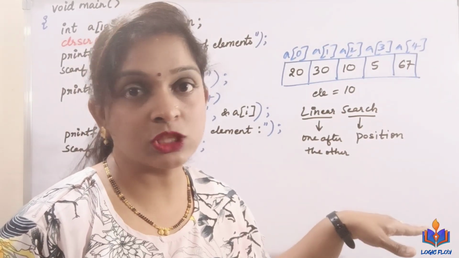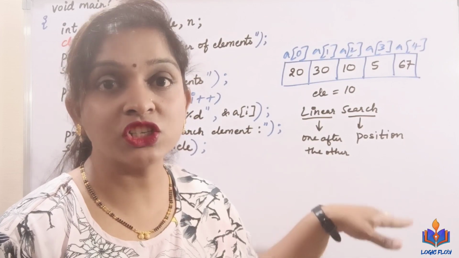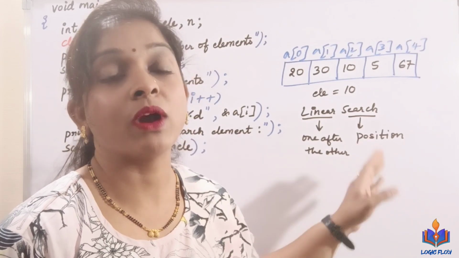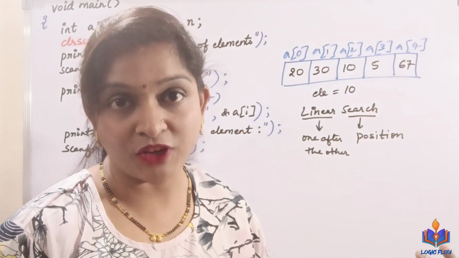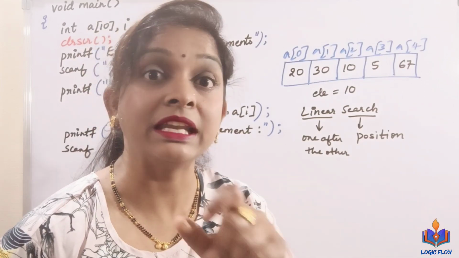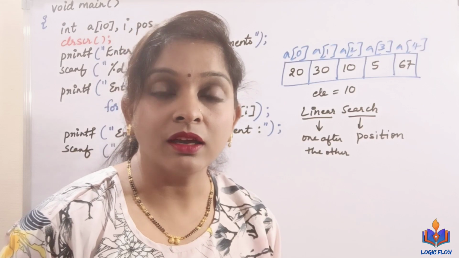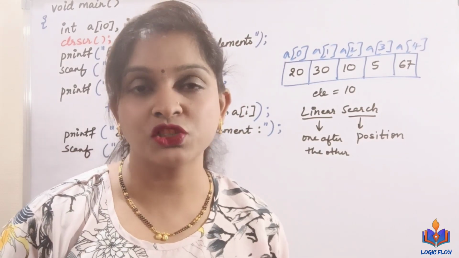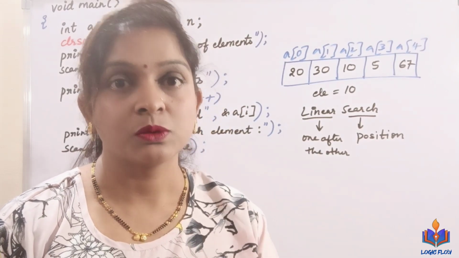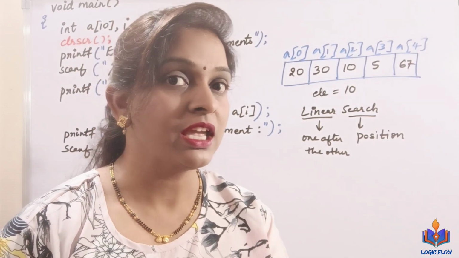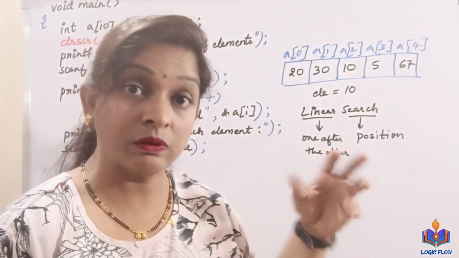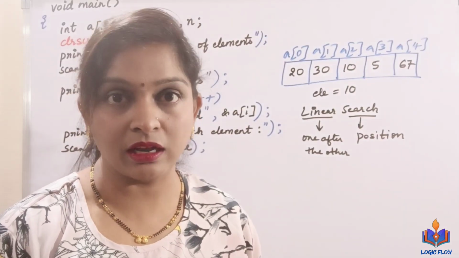So in linear search, we do the searching in a linear fashion, one after the other. Of course, array elements are stored in a linear fashion, so an array is also called a linear data structure. We will be starting the data structure series also, so stay tuned to my channel. Soon I'll be starting the data structure content, where we will discuss this linear search in detail.